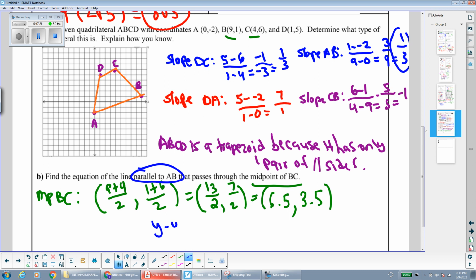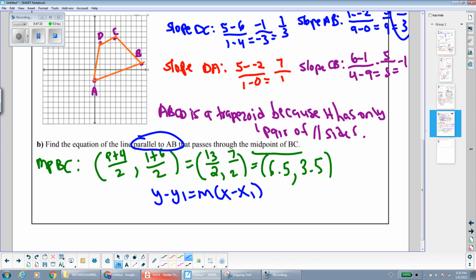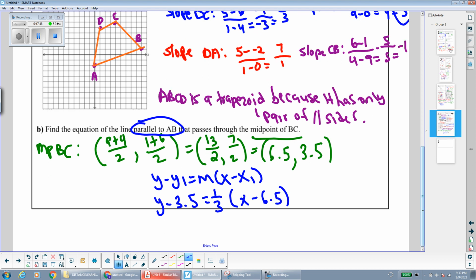So I'm going to use point slope form, which is y minus y1 equals slope times x minus x1. I'm going to plug in my y coordinate, 3.5, the slope that I'm using, 1/3, and the x coordinate that I'm using, 6.5. You can leave it as is. The question does not say to solve for y. If it did, then we would have to distribute. That would be y minus 3.5 is equal to 1/3 x.